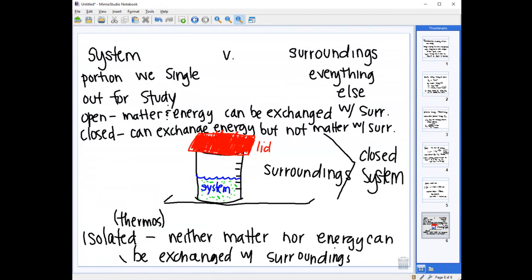Okay, so system versus surroundings. The system is what we're singling out for study, and then the surroundings are everything else. So we can have open, closed, or isolated.